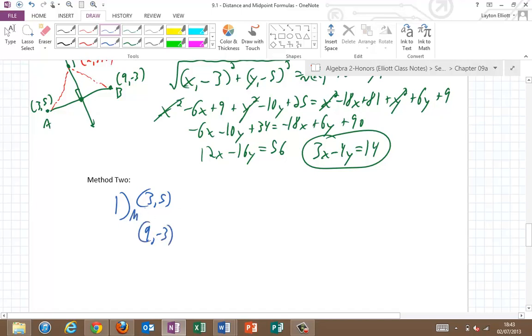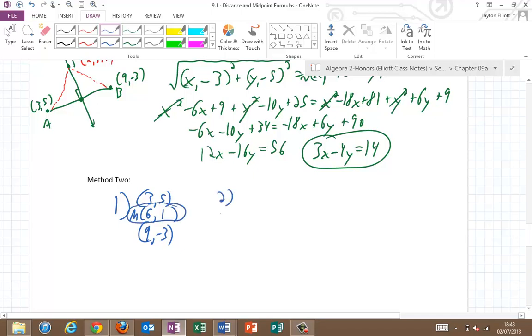I look at this and I say, alright, midpoints between those two. Average of 3 and 9 is 6. Average of 5 and negative 3. 5 plus negative 3 is positive 2. That'd be 1. 6, 1 is the midpoint. I circle it as a little check.